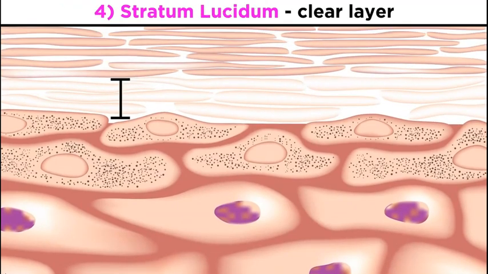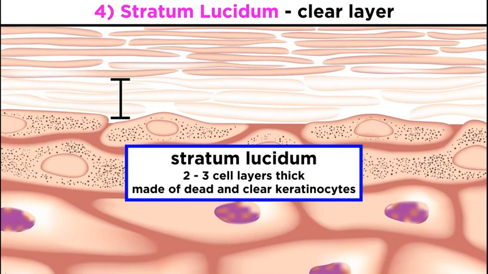Above this is the stratum lucidum, or the clear layer. This is 2 or 3 cell layers thick, made of dead keratinocytes that have become flat and clear. This is where they begin to aggregate into arrays called tonofilaments.